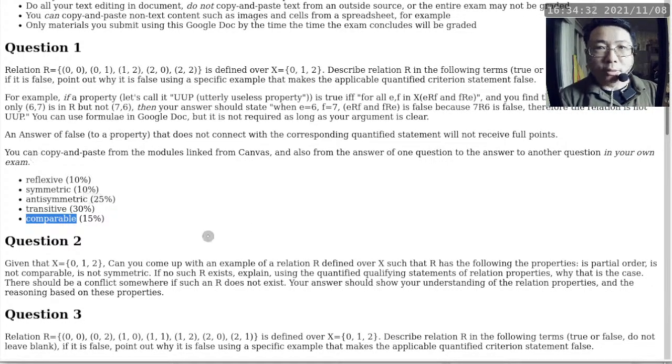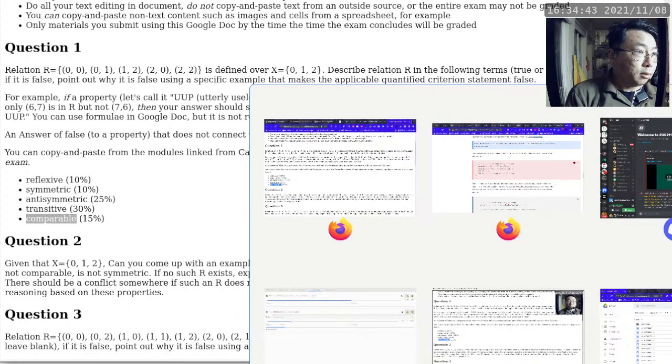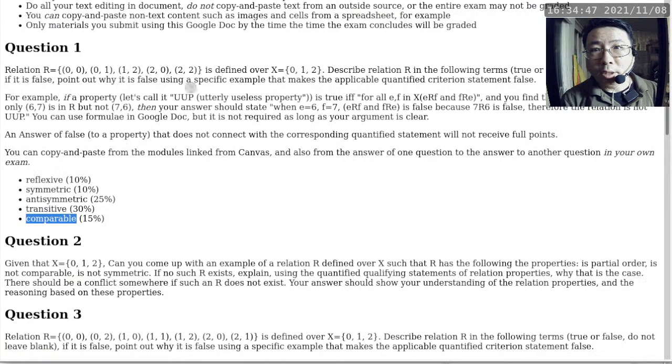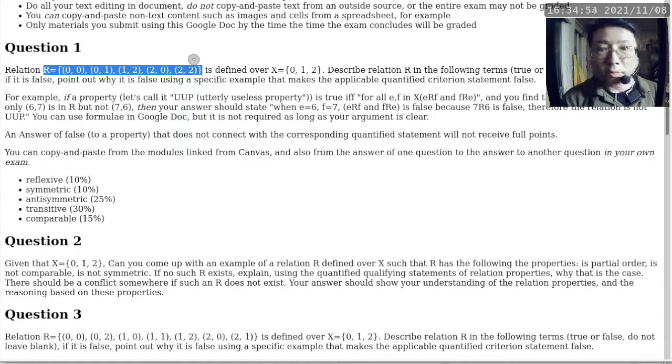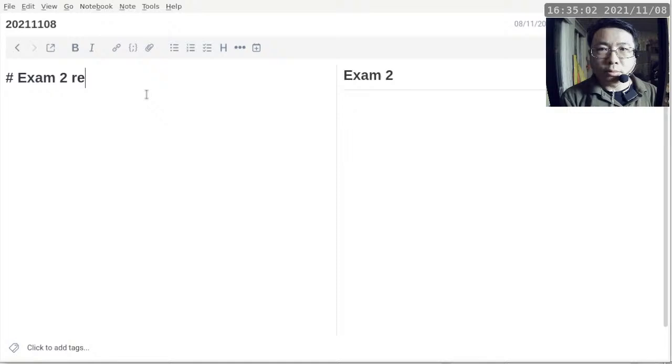All right, so let's go ahead and work with this one first. And we're gonna, let me see, where's my Joplin? Joplin, where are you? Oh, right there. All right, so here's the Joplin screen, and I will copy and paste the set into Joplin. So copy, and this is exam 2. Okay, exam 2 review.